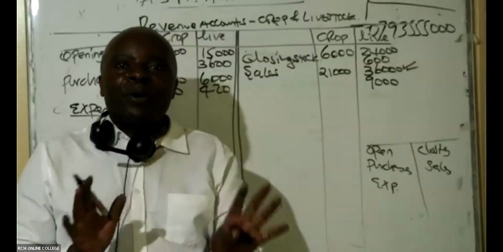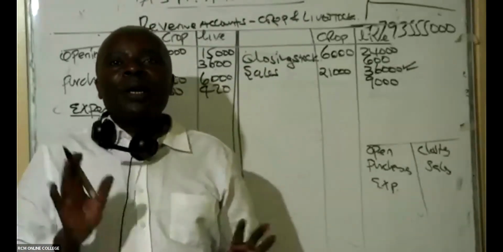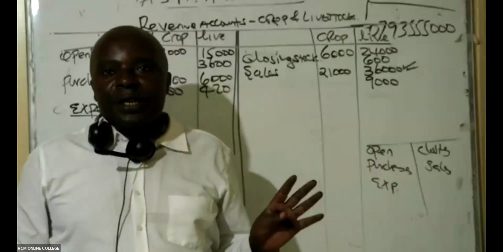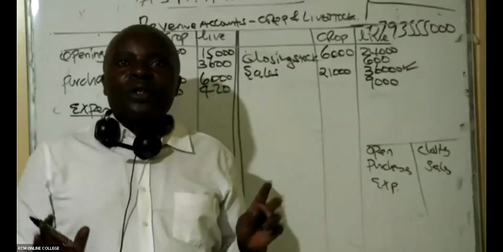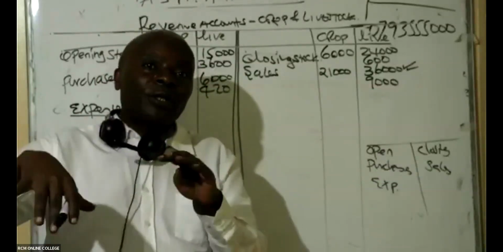Otherwise, you know that employees normally juggle in between the various biological assets. So when you have their salaries, then their salaries in this case will be general.